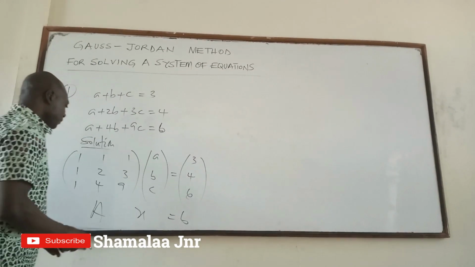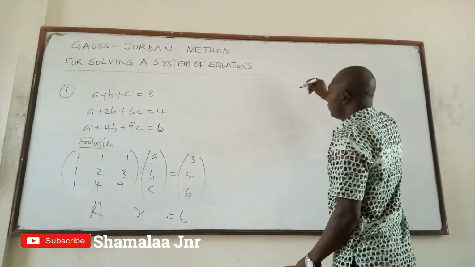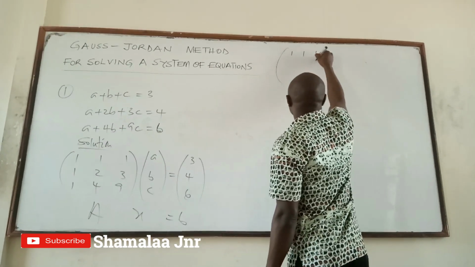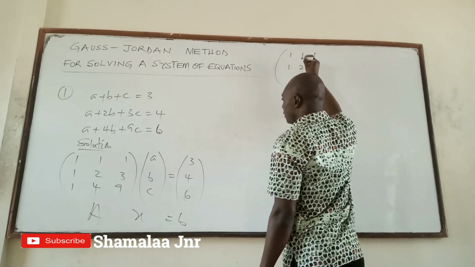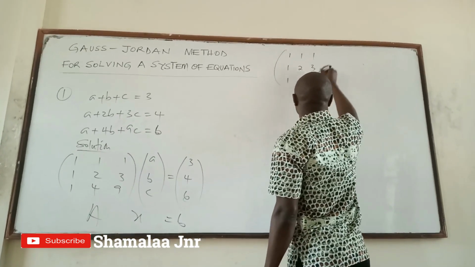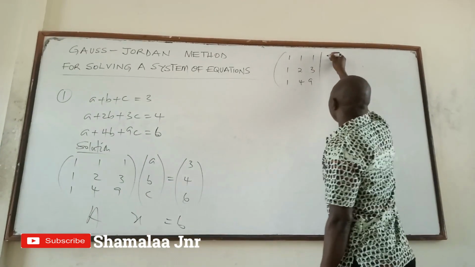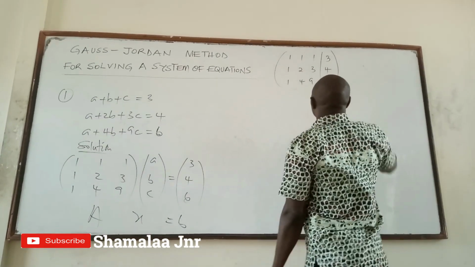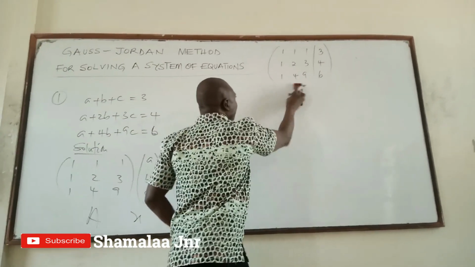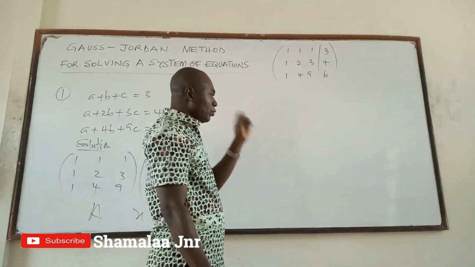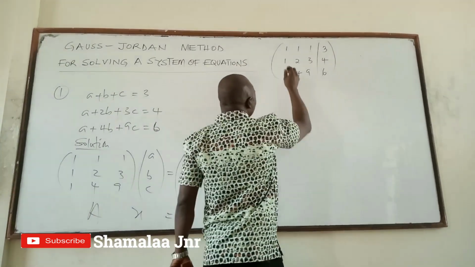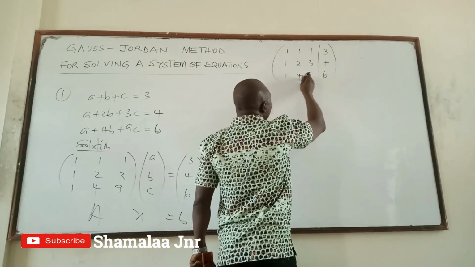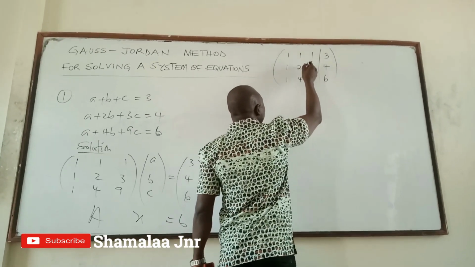Now, having obtained this, then you just write your augmented matrix. So 1, 1, 1, 1, 2, 3, 1, 4, 9. The augmented matrix, as I explained to you last time, this is how you write it. Like this. Now, for this method, this is what we are going to do. We are going to cause this to go to 0, this to go to 0, this to also go to 0, this one to go to 0, this to go to 0, and this to be 1.